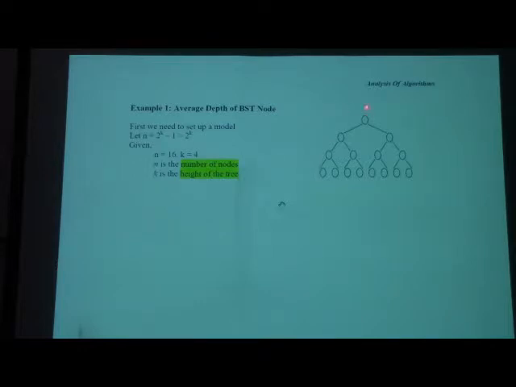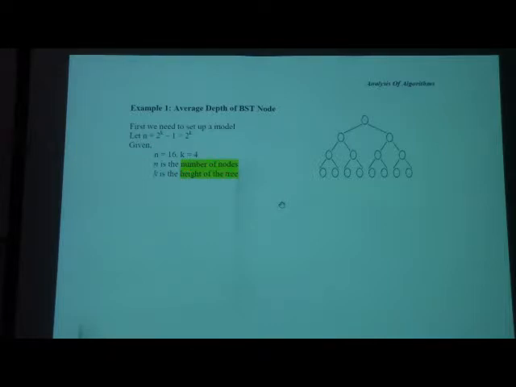So full trees can have 1 or 3 nodes or 7 nodes or 15 nodes or 31 nodes or 63 nodes. All of these are 2 to the k minus 1. So to make things a little bit easier, let's limit ourselves to 2 to the k minus 1, which is approximately equal to 2 to the k. It's only off by 1, so it's not a big deal. So given, for example, that n is equal to 16 and k is equal to 4, n is the number of nodes and k is the height of the tree.